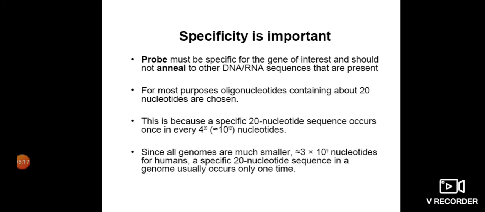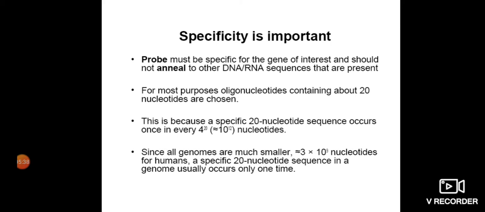Now, specificity is a very important aspect of probes, because they need to specifically interact with the target DNA only. The probe must be specific for the gene of interest and should not hybridize with any other part of the DNA or RNA. Then only can we use it as a probe.